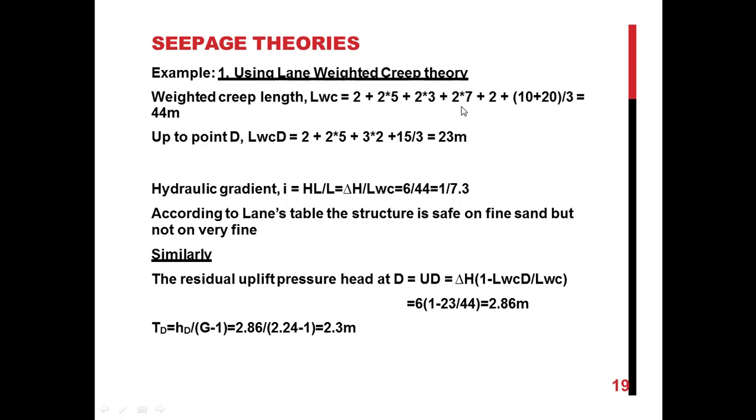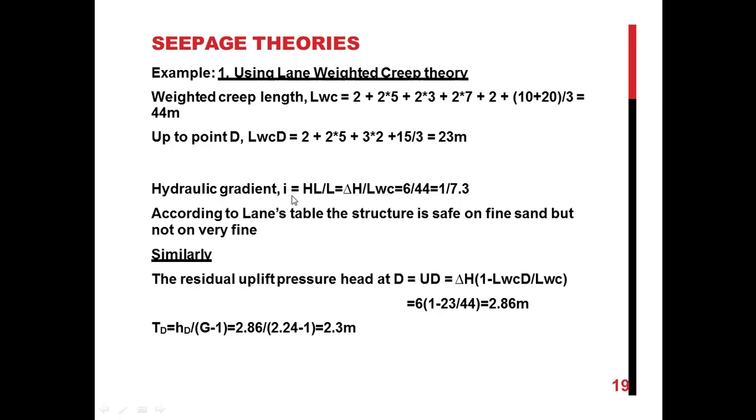As we already studied, Lane says that the horizontal creep is less effective than the vertical creep. So the horizontal creep is divided by 3, while the vertical creep is kept the same. So the total creep length according to Lane's theory is equal to 44 meter. Up to point D, Lane's weighted creep length is equal to 2 plus 2 into 5 plus 3 into 2 plus 15 divided by 3, equals 23. Here also the horizontal creep is divided by 3, and the total creep length according to Lane's weighted creep theory up to point D is equal to 23 meter.